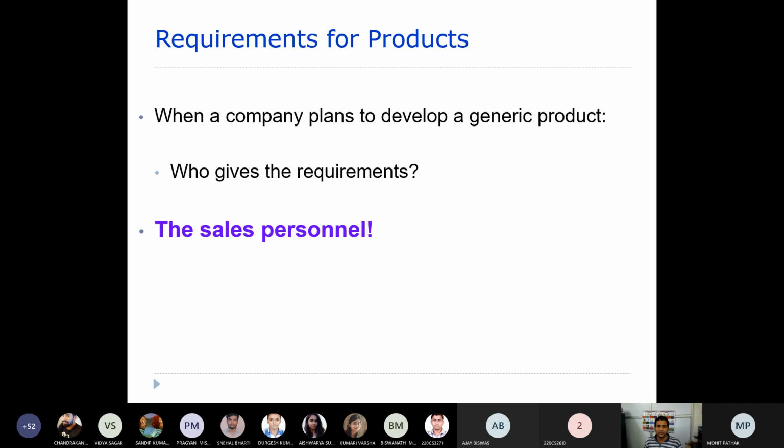So usually we do not take them here. What I am trying to say is that very high level requirements are gathered, and these requirements can usually be gathered from the salesperson. And if it is not a generic product, let's say you can think of it like this. You are going to develop a software for NIT Rourkela, like the software you are using.